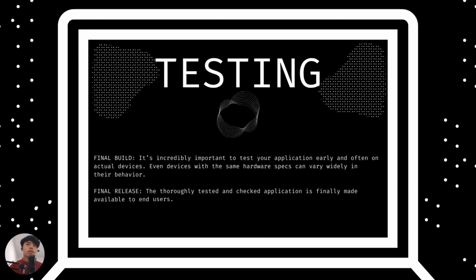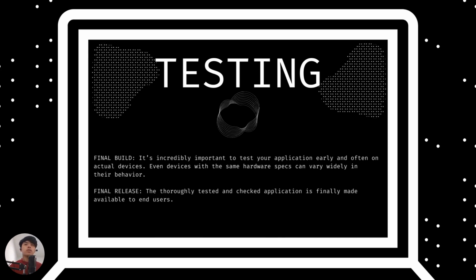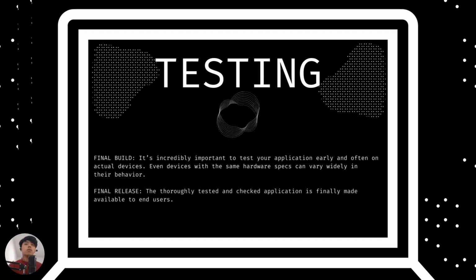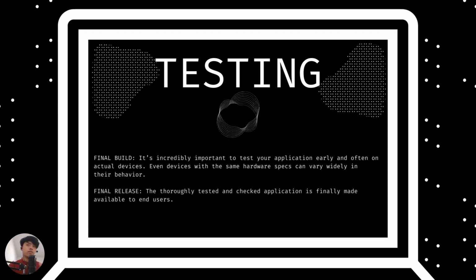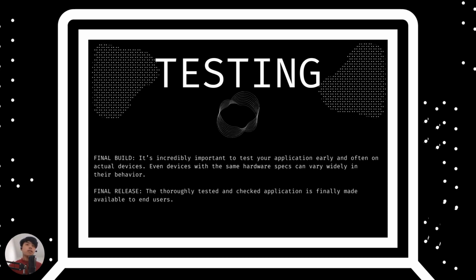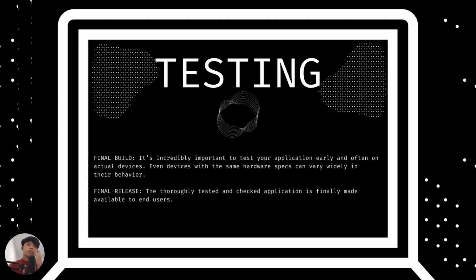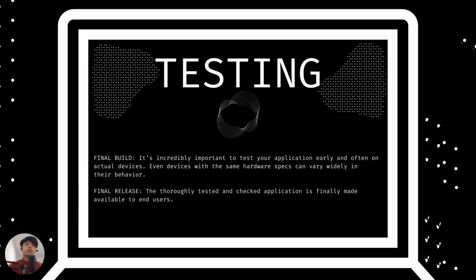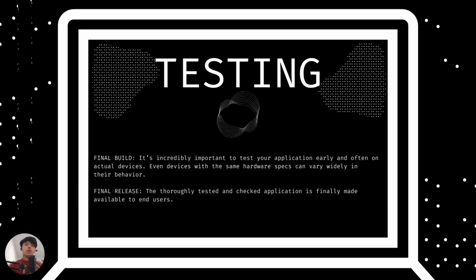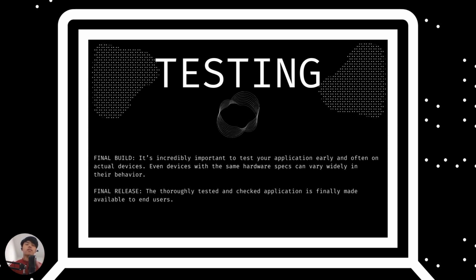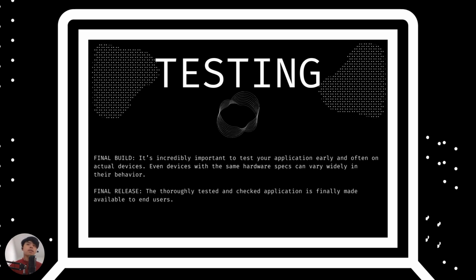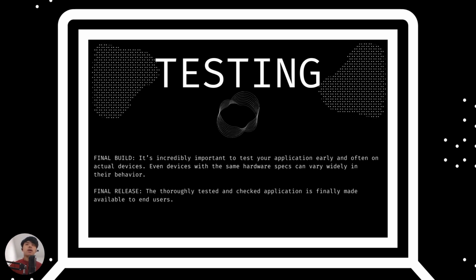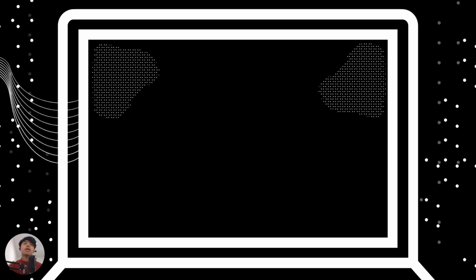In testing, it's incredibly important to test your application early and often on actual devices. Even devices with the same hardware specs can vary widely in their behavior. So the development team releases the application to certain individuals to help test it, with users performing on different hardware. And in the final release, the thoroughly tested and checked application is finally made available to end users with different devices, whether low end or high end.